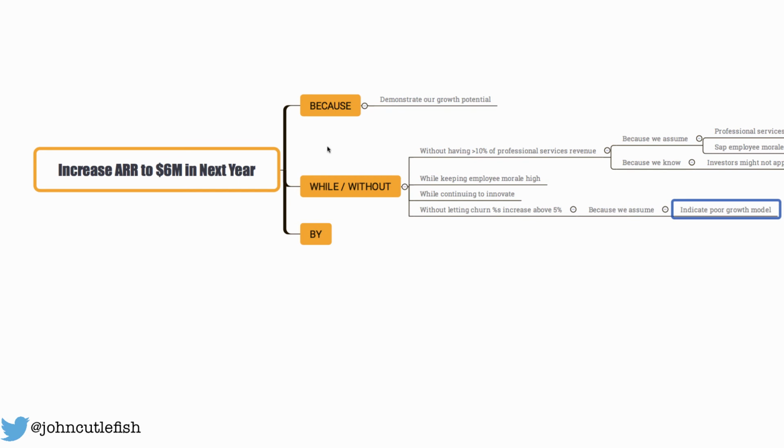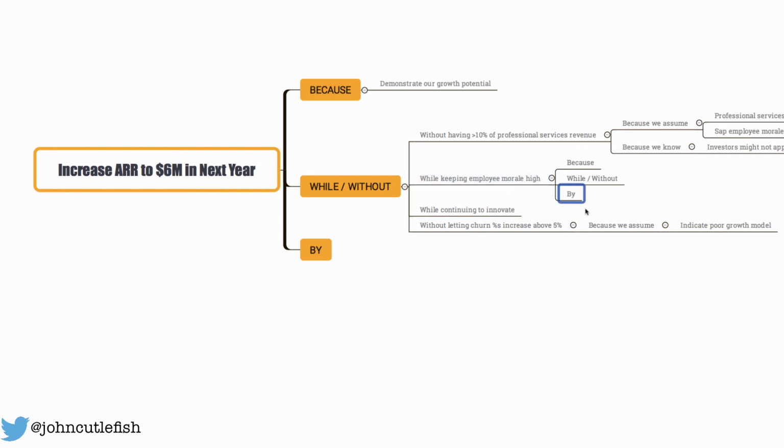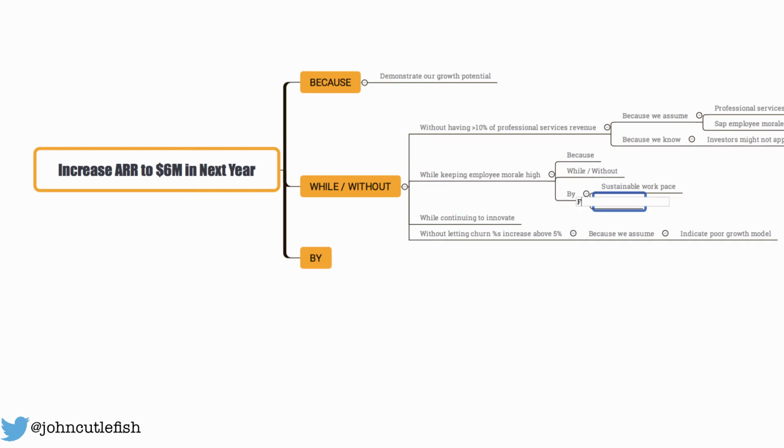And in this particular setting, we've started with increase ARR to $6 million in the next year, which is this top level goal. But you can understand here that even under that goal, we start getting secondary goals, for example, while keeping employee morale high. And if you continue this model, you can do while, without, and by, and on and on. So maybe there's ways that you want to make sure that you keep the employee morale high despite these particular things. You might want to say, for example, sustainable work pace, few interruptions. So it's really up to you how you want to structure that. Obviously, you could have made another goal around keeping morale high, or if you had a goal around communication or another thing, you could do that. But it doesn't really matter for this. It's a very open structure.